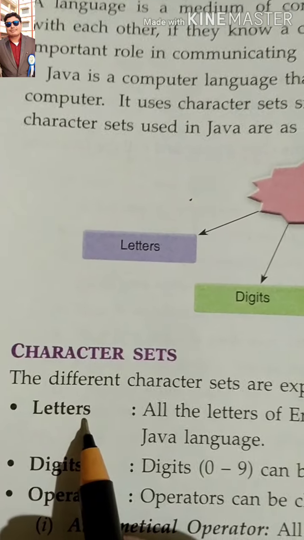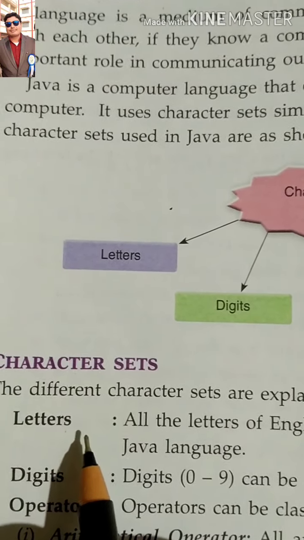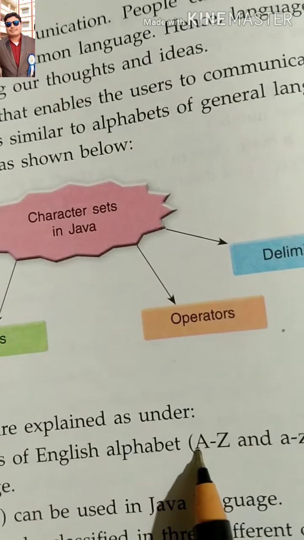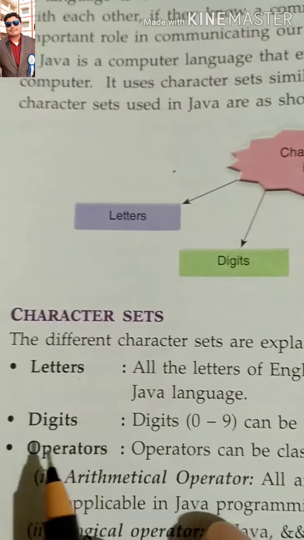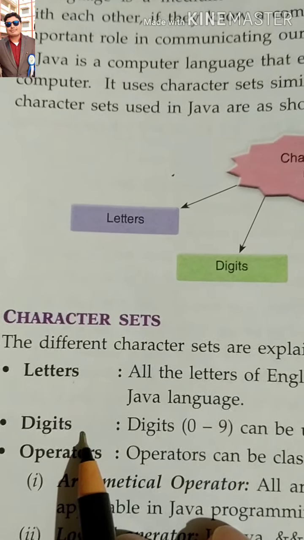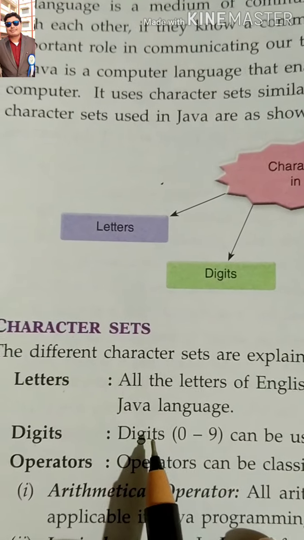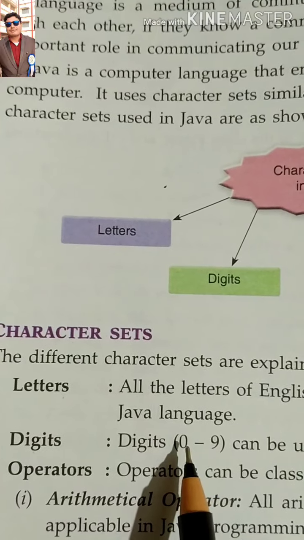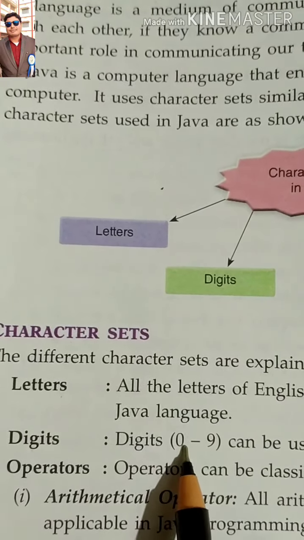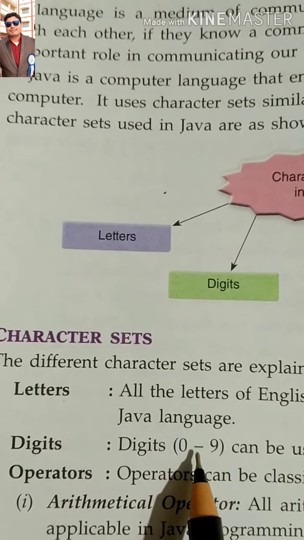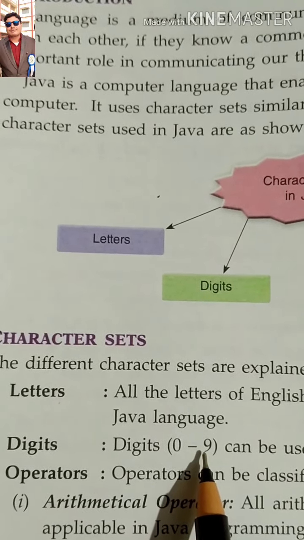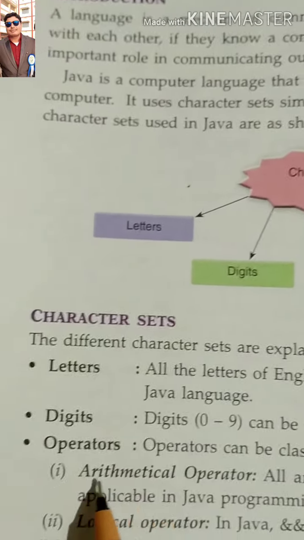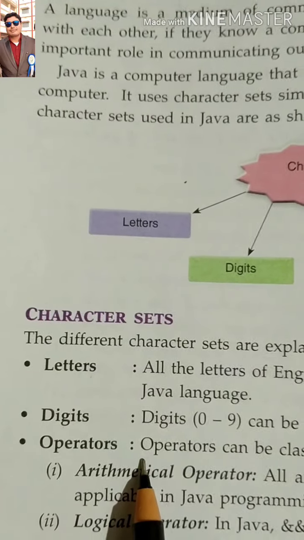First, letters. We have English A to Z in capital letters and a to z in small letters. Digits: we use the decimal number system. We humans speak and write the decimal number system, 0 to 9. Total 10 numbers are there. Its base is 10.